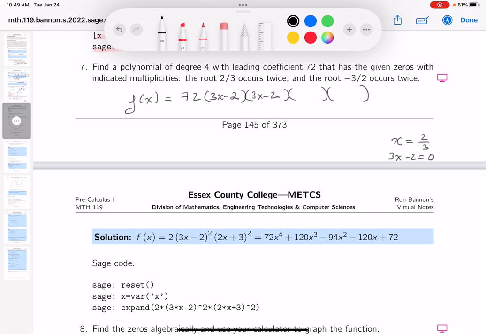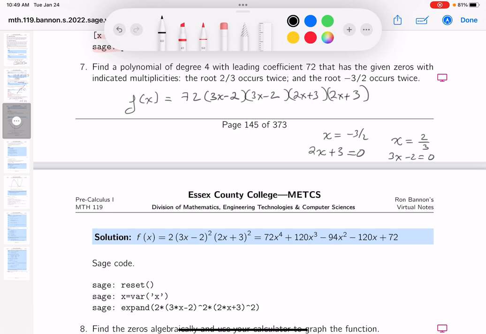The next one says there's a root of minus 3/2. Let's write that down. What does that mean? x equals minus 3 over 2. Well, I'm going to solve that for 0. We're going to get 2x plus 3 equals 0. And they said that occurs twice. Write that down for you. 2x plus 3 occurs twice.